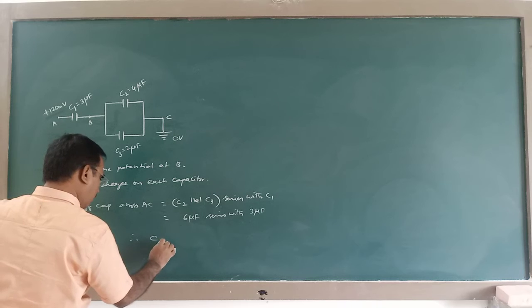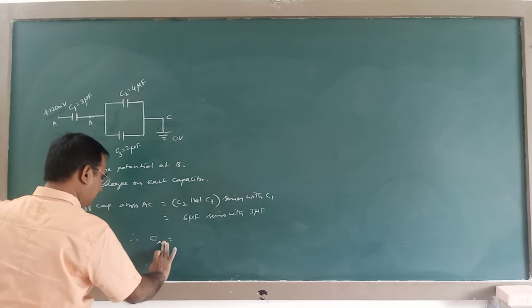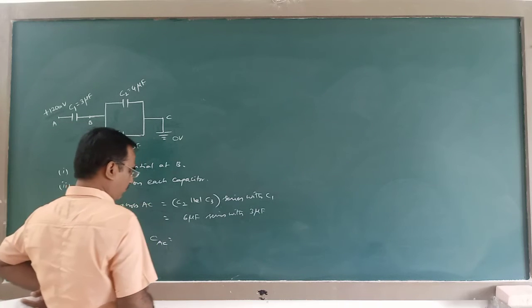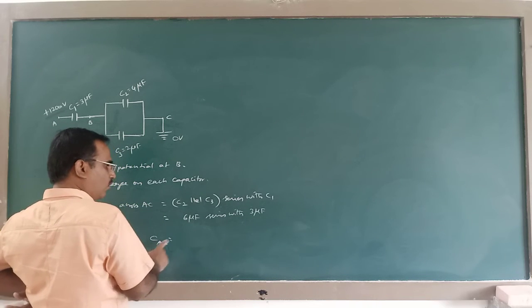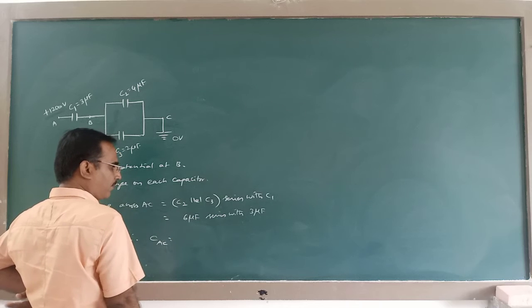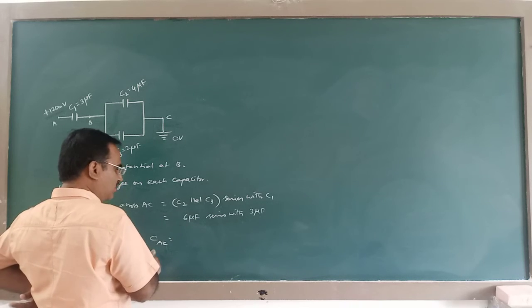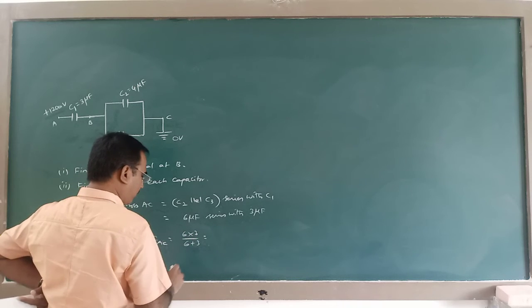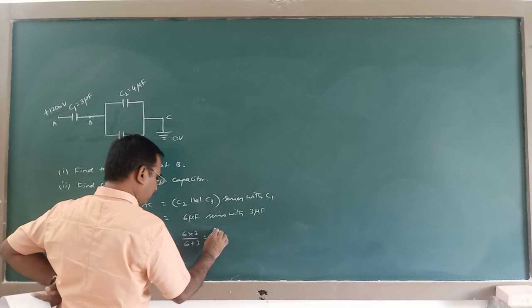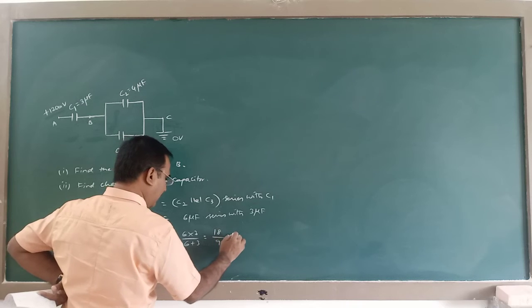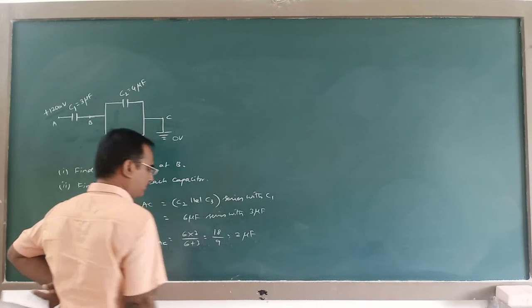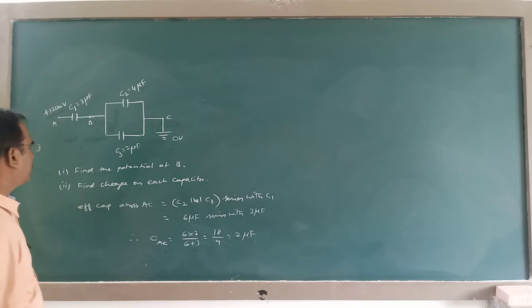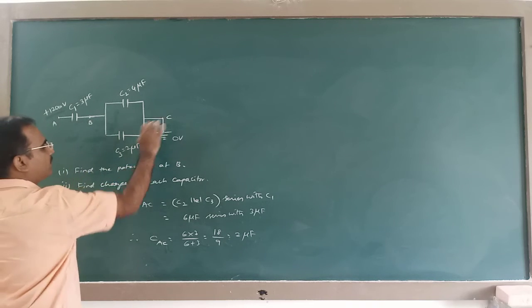Therefore this CAC, these two being in series, 1 by CAC is equal to 1 by 6 plus 1 by 3, or otherwise CAC is equal to 6 into 3 divided by 6 plus 3, that is 18 divided by 9, so it is 2 microfarad. CAC is 2 microfarad. The equivalent capacitance here is 2 microfarad.